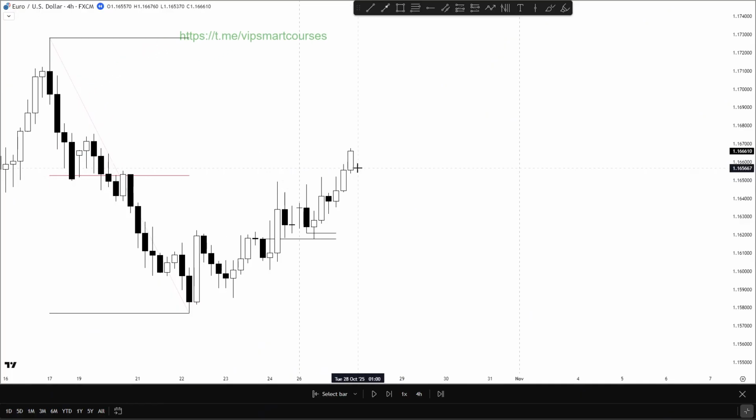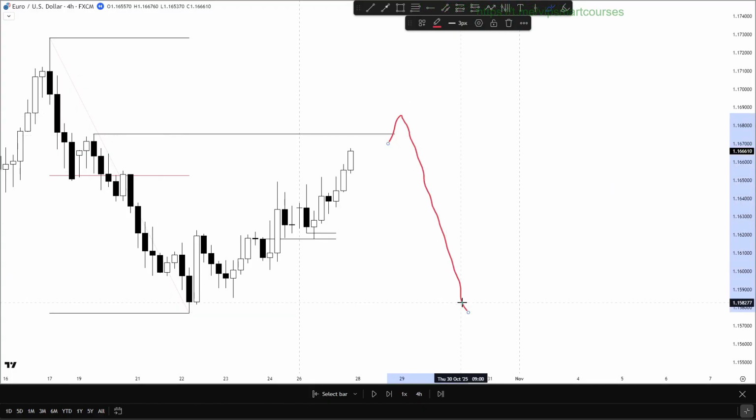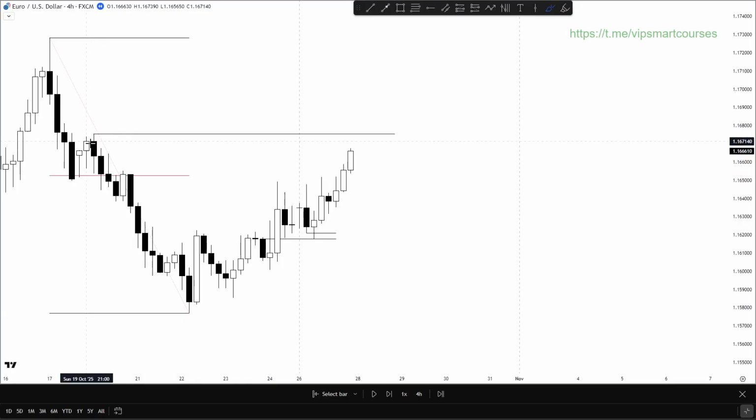once price reaches a kill zone or reaches a key time. On Tuesday, my directional bias for the day was still bullish, and I expected price to take out this high and then have a bearish range expansion profile lower from there.